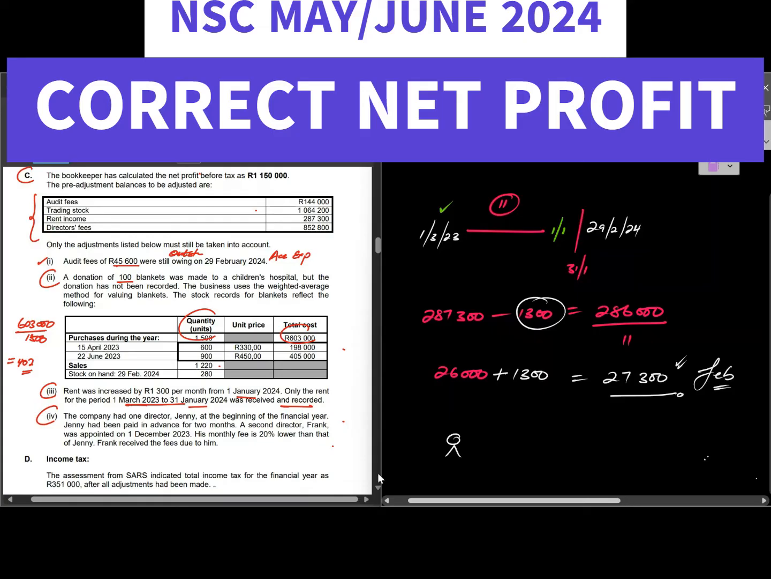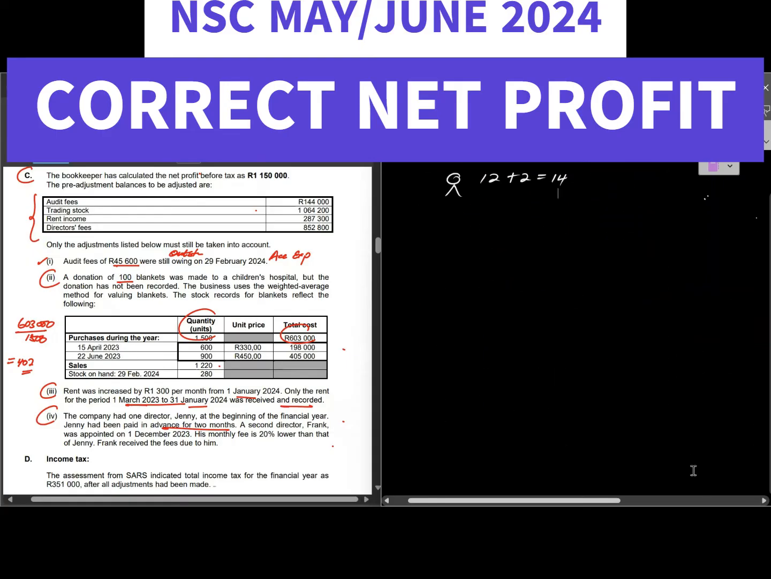And we are then told that at the beginning of the financial year, Jenny had been paid in advance for 2 months. So this director has been paid for 12 months, which is the normal financial year, and then has been paid in advance for 2 months. So apart from the 12 months that we are supposed to pay this director, we've paid 2 more months. That means we're dealing with 14 months in this case. Cool, let's go on and see the next one.